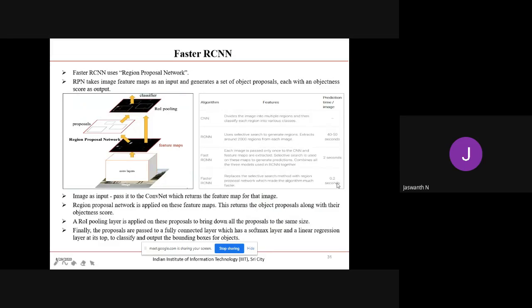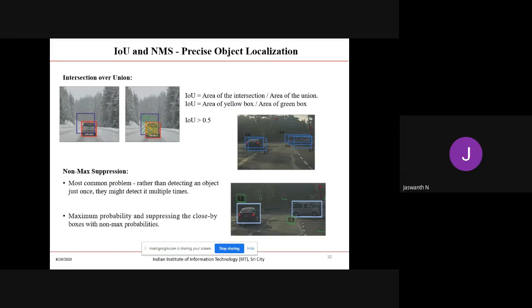As you can see from the table, it is clearly shown that Faster R-CNN consumes less time in trying to predict the particular localized object in the image, which is highly recommended for real-time usage.